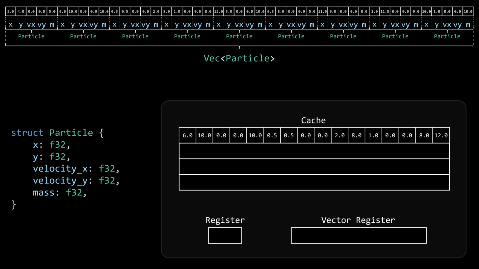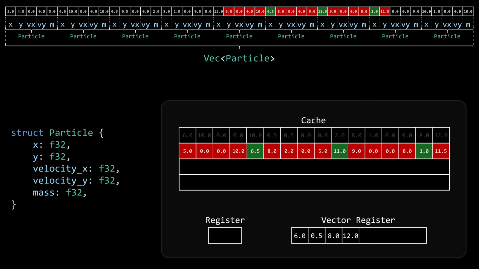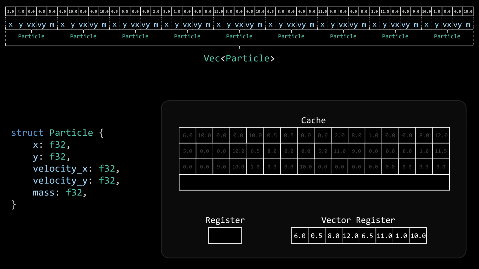With an array of structures, if we only need the x coordinates, those cache lines also bring in nearby values like the y coordinates, velocities, and masses, so a lot of the data being loaded is not useful for the current operation. And because fewer of the values we actually need fit into each cache line, the CPU may have to fetch new cache lines from memory more often, just to gather those scattered x coordinates.